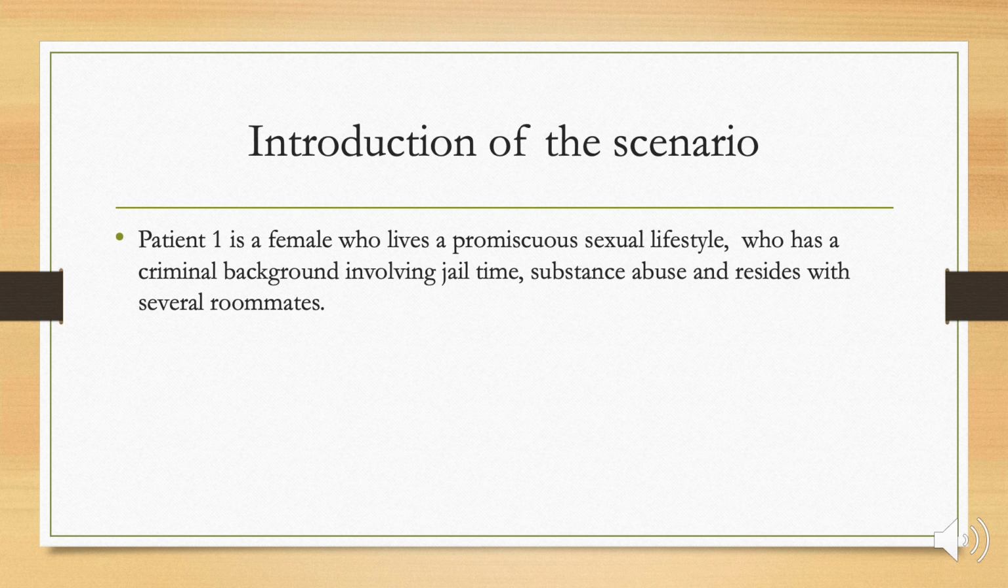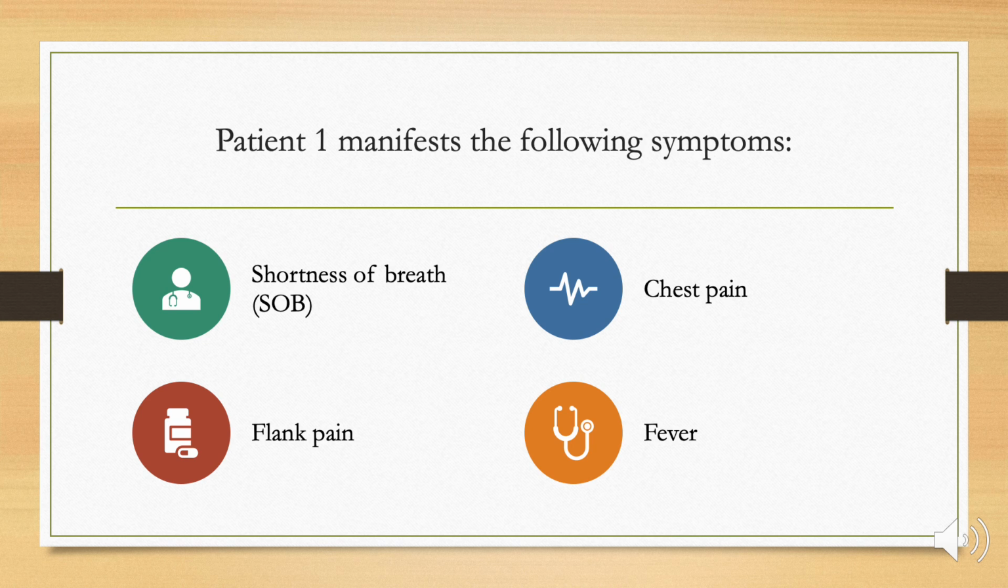Introduction of the scenario. We have patient 1 who's a female living a promiscuous sexual lifestyle who has a criminal background involving jail time, substance abuse, and resides with several roommates. Patient 1's symptoms are as follows: shortness of breath, chest pain, flank pain, and fever.